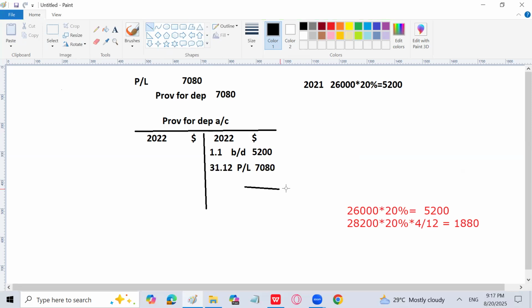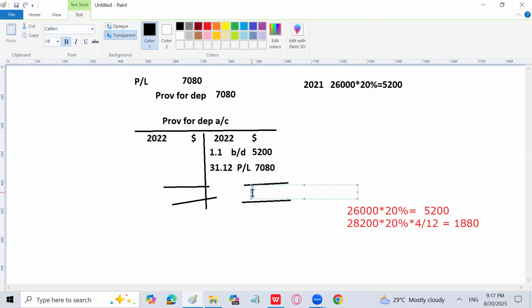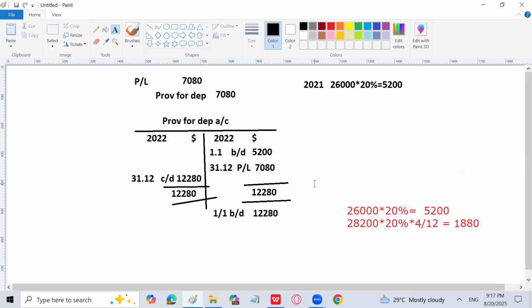I'll go for the total of this. Why I'm going for the total of this? Because there is no disposal actually. There is no other total. What is the total? 12,280. So this will come here also 12,280, and I will write here on 31st 12 carried down 12,280, and this will become the brought down of the next year, like here 12,280. So we are done with this part also.